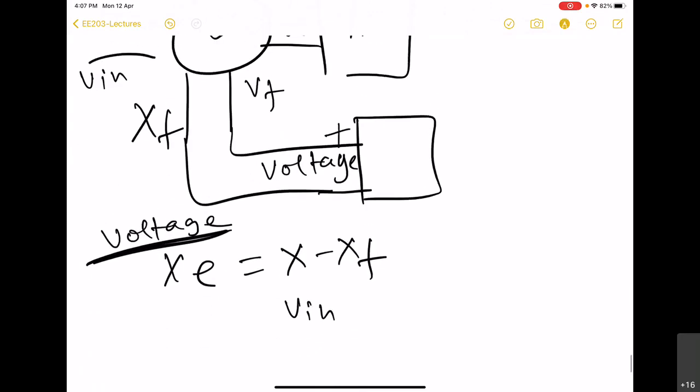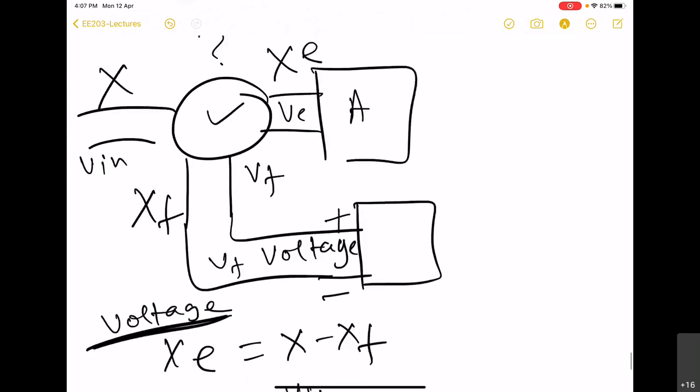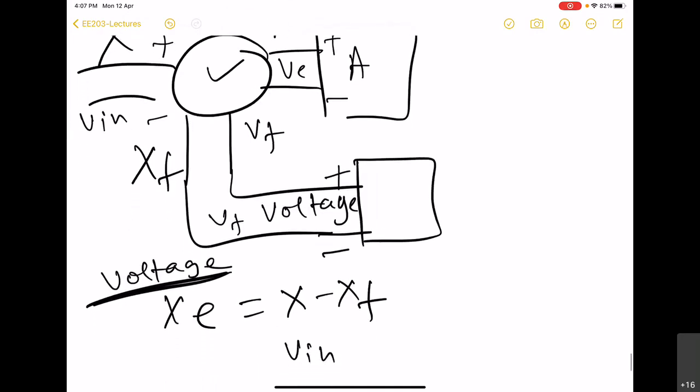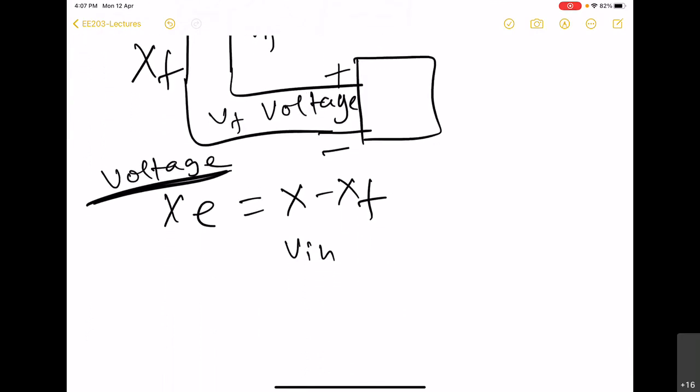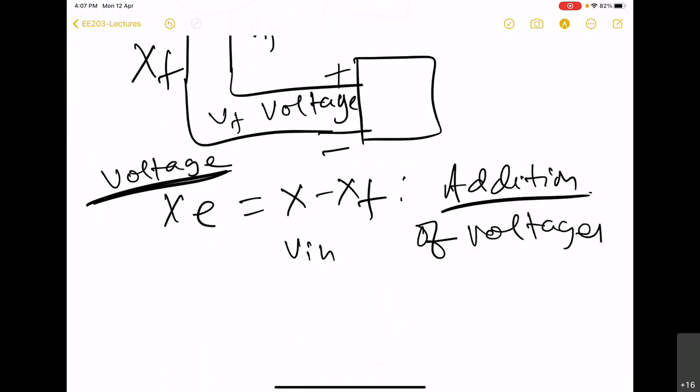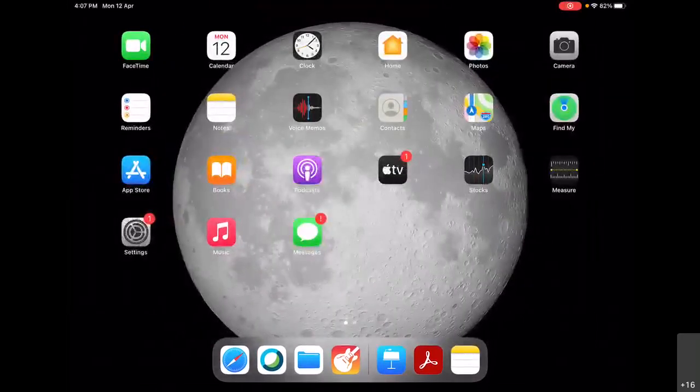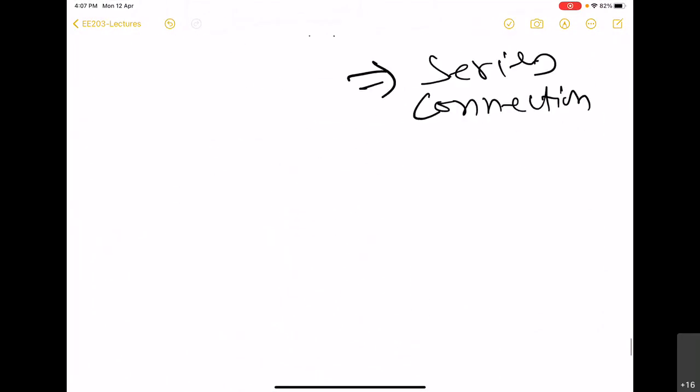So we have here Vf voltage, and here we have V in, and here we have VE. What will be the nature of the connection here? We know that although we are doing subtraction, basically we can say that addition is being done with opposite polarity, right? So addition of voltages implies series connection. That means on the input side, what we will have is a series connection.